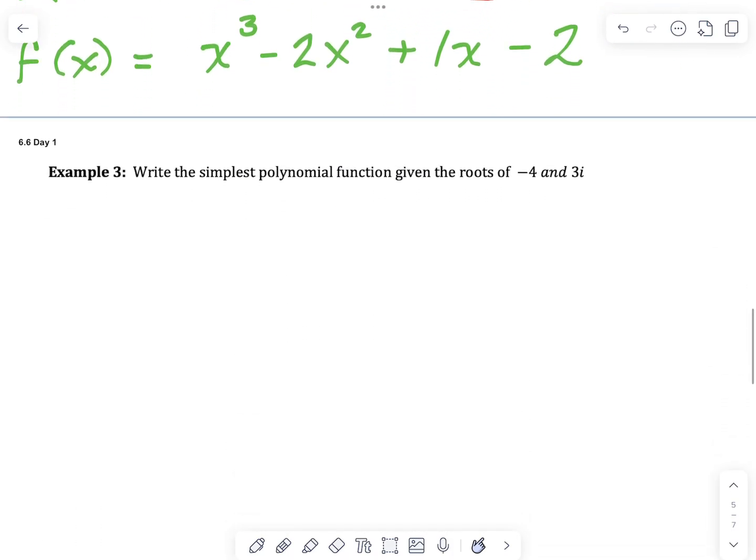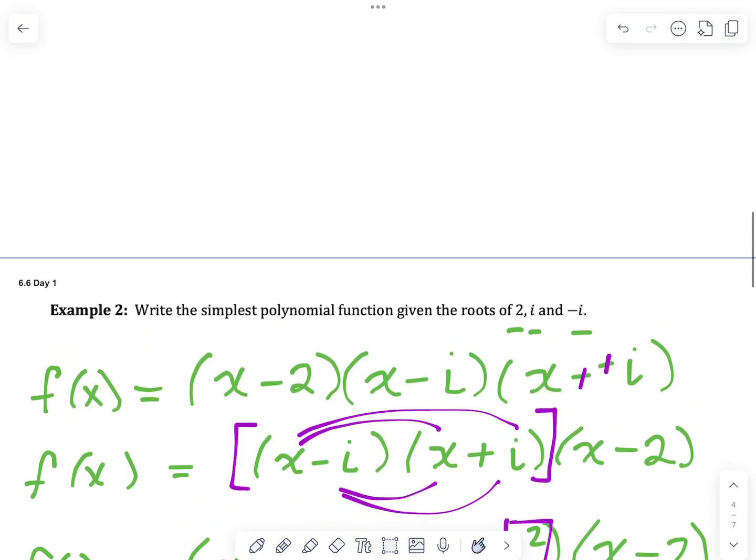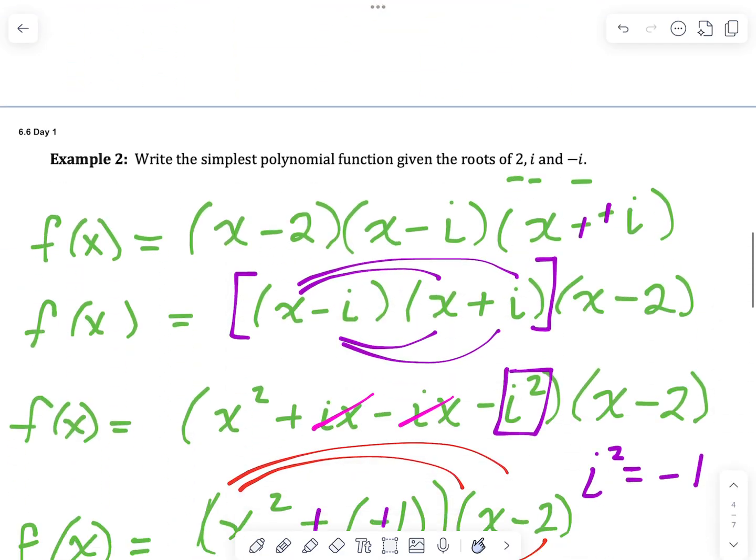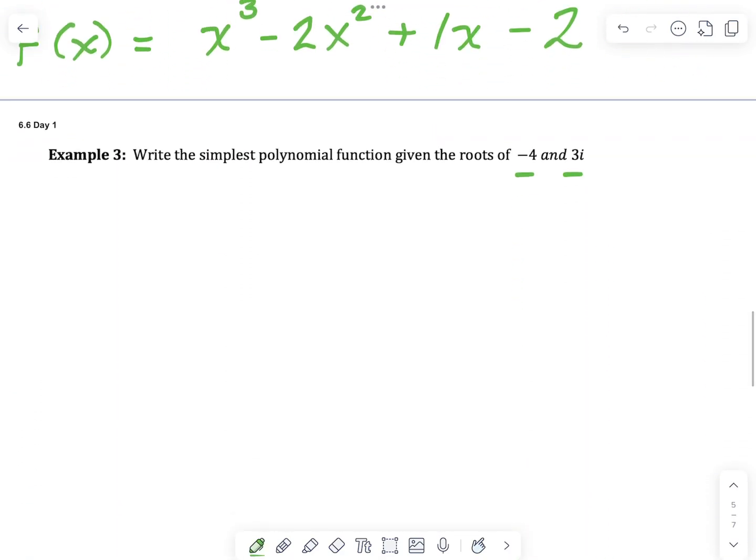Example 3, we have 2 roots given. We have a real root of negative 4, and then we have a complex root of 3i. So earlier on this slide shows that we have to identify that they occur in pairs, so we have to do the conjugate. So the conjugate of positive 3i would be negative 3i. So there's our 3 roots.